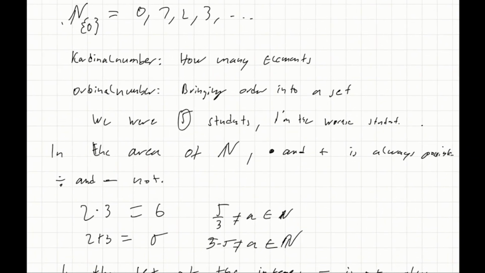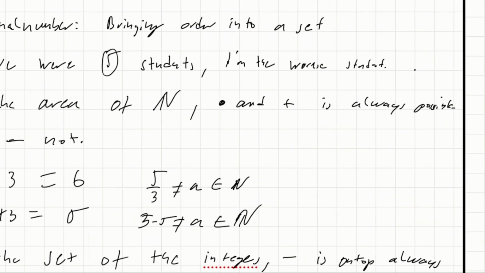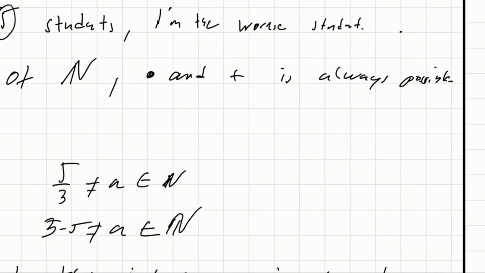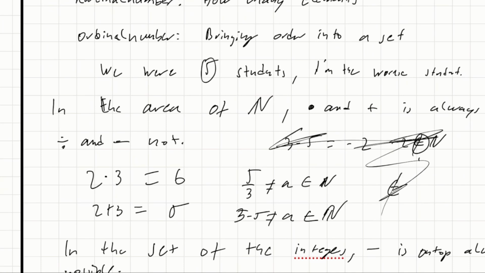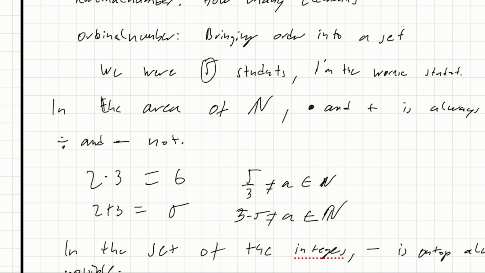In the set of all natural numbers, multiplication and addition are always possible. Division and minus are not always possible. For example, 6 divided by 3 gives us 2, but 5 divided by 3 gives us a fraction, which is not part of the natural numbers. Same thing with 3 minus 5: this would give us minus 2, and minus 2 is not part of the natural numbers. This sign right here means something is not an element of something. But multiplication and addition always work.